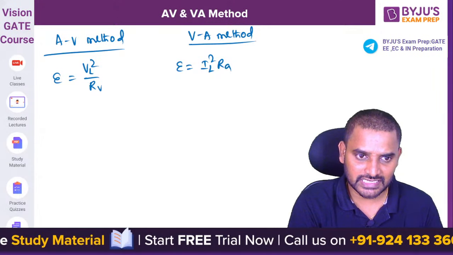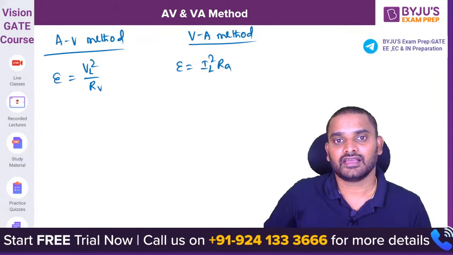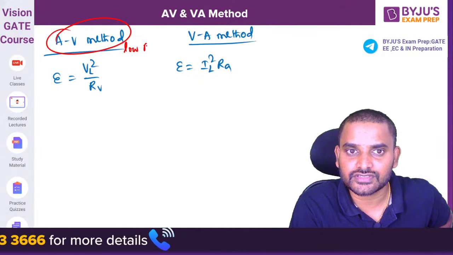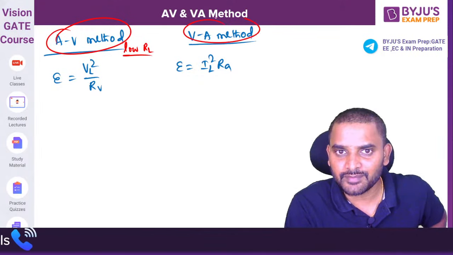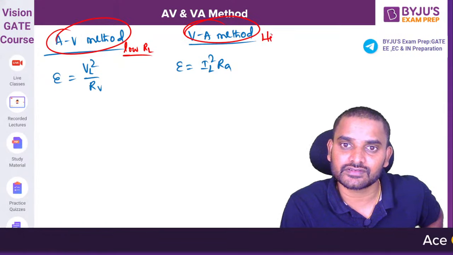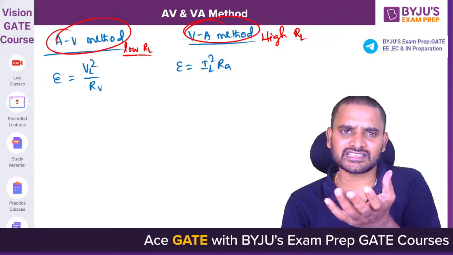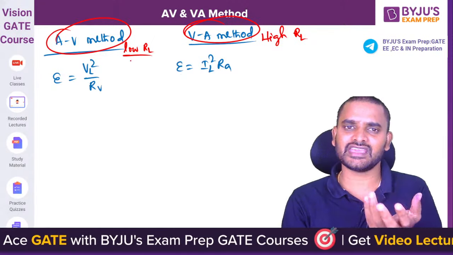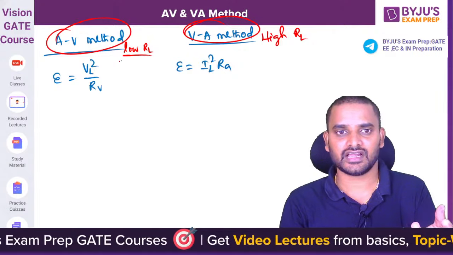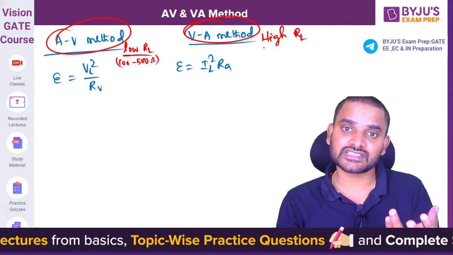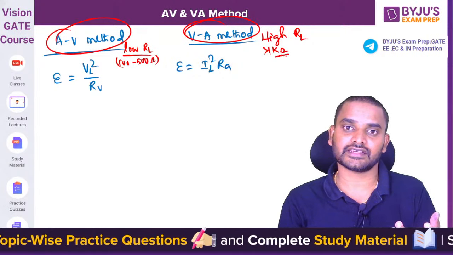Now the question is, they'll ask you, okay, so the ammeter voltmeter method is suitable for low resistive loads. The voltmeter ammeter method is suitable for high resistive loads. Low resistive loads means less than kilo ohms, maybe in the range of hundreds, 200s. 100 to 500 ohms you can measure. High resistive load means greater than 1 kilo ohm, like that.